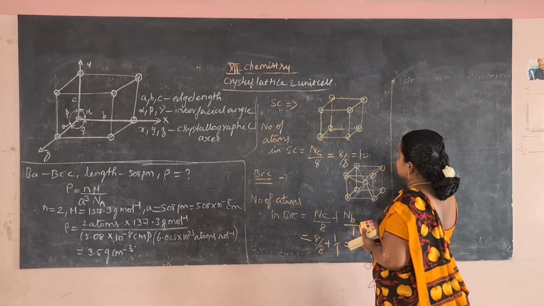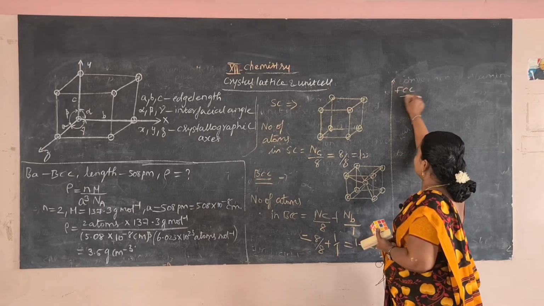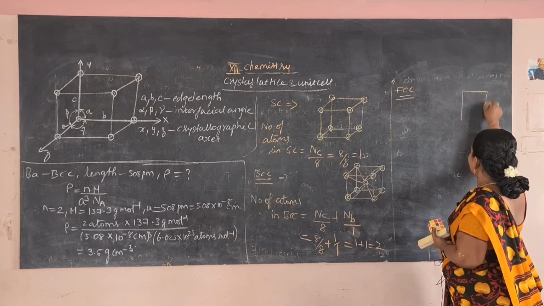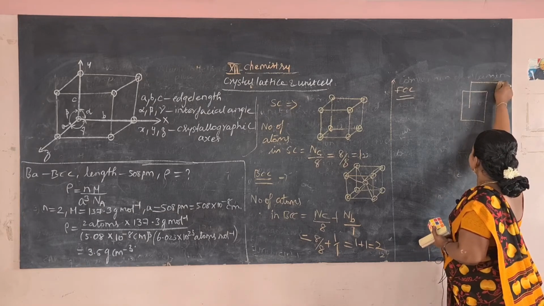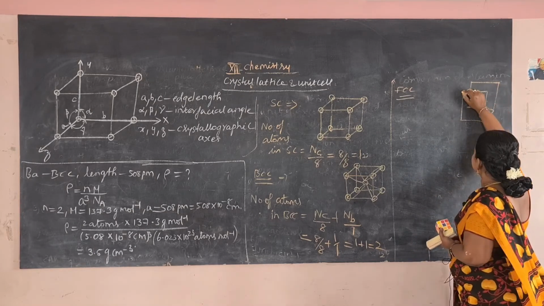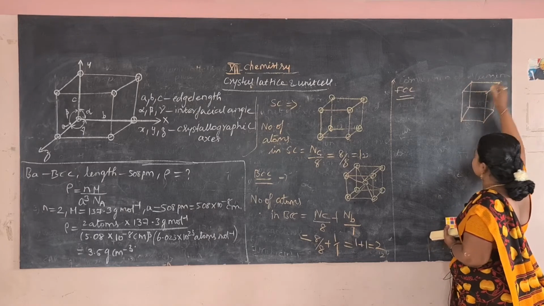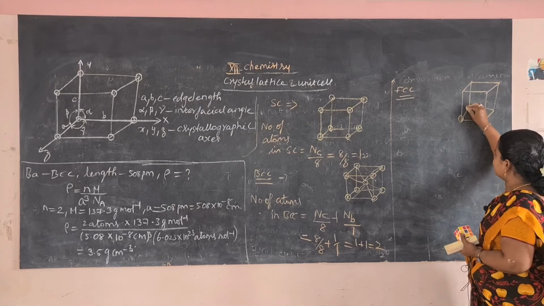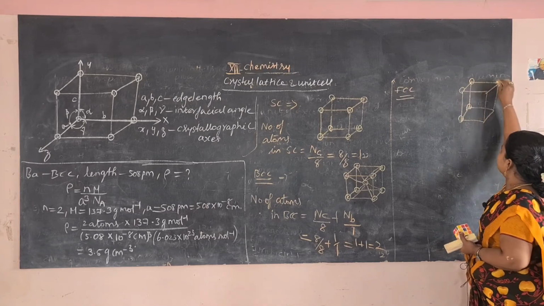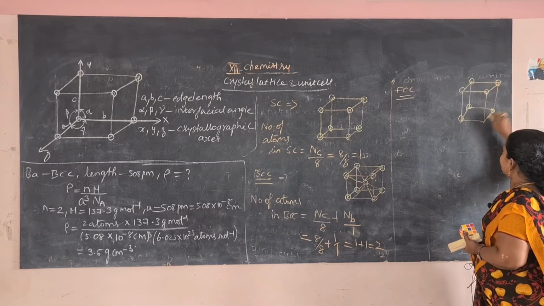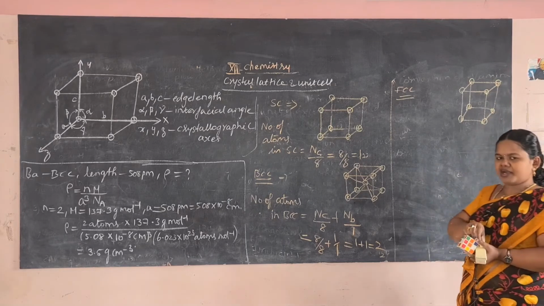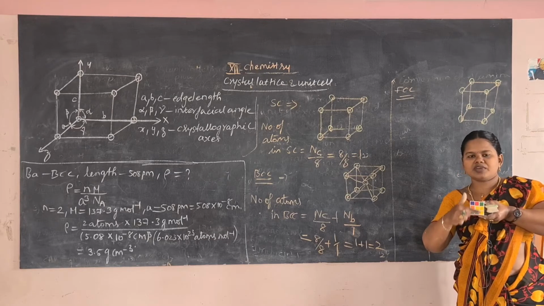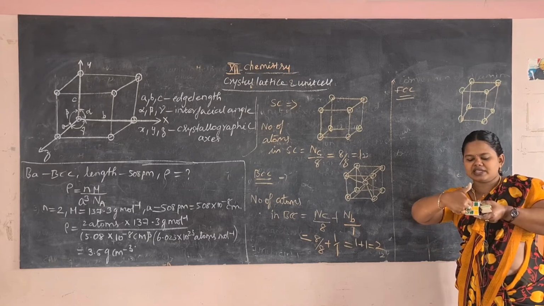So the number of atoms in face centered cubic unit cell, that is FCC. You can draw this diagram. So in FCC, similar kind of atom will be present at the corner. So at the corner, we are having 8 atoms, and apart from the corner, one atom will be present at the faces. This is a face. So at the face center, one atom.